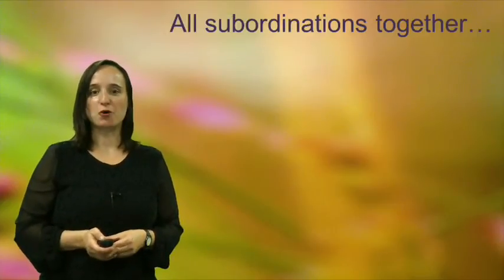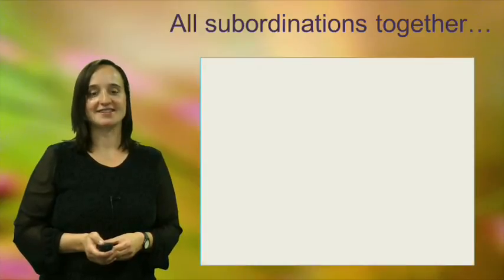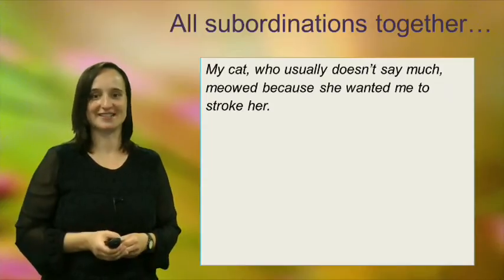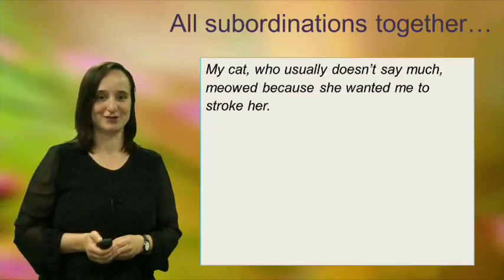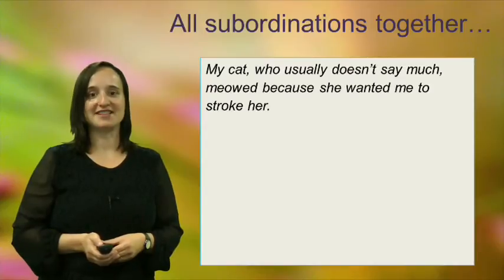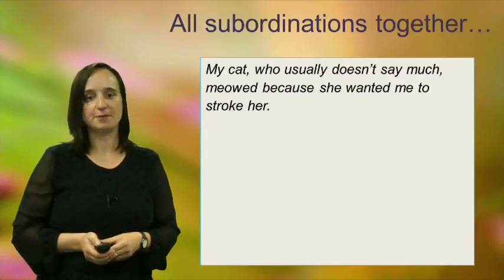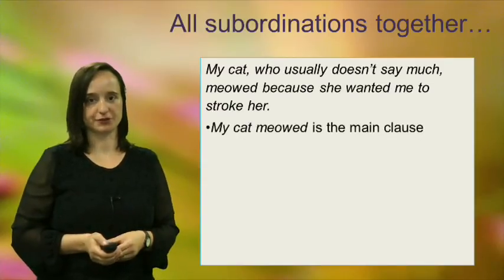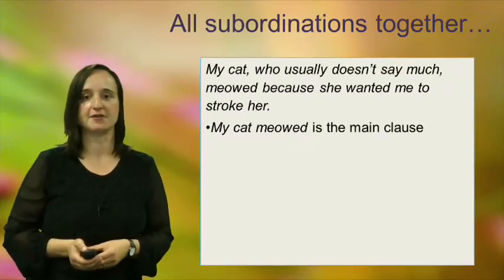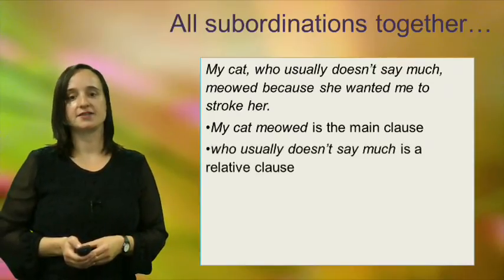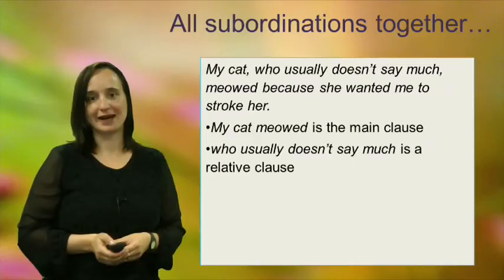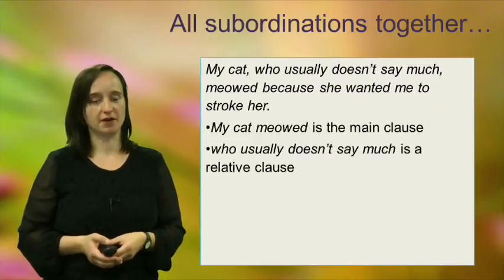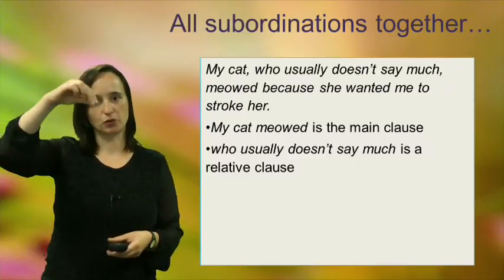Right, so let's now take all subordinations together. And here comes our last example from earlier. My cat, who usually doesn't say much, meowed because she wanted me to stroke her. Now, in this example, we've got all three types of subordination in one example. We've got our main clause, my cat meowed. And we've got a relative clause, who usually doesn't say much. What this does is it tells us a little bit more about the cat.